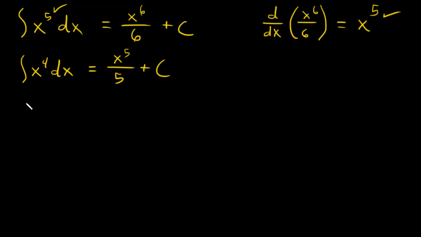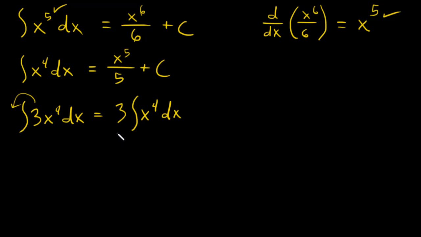Okay? Now for the big one, let's add this to it. What about the integral of 3x to the fourth dx? Well, this 3, since it is a constant, can move outside of the integral. This is the same as 3 times the integral of x to the fourth dx.